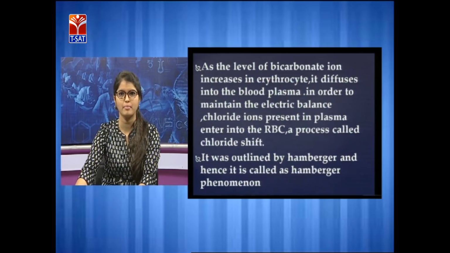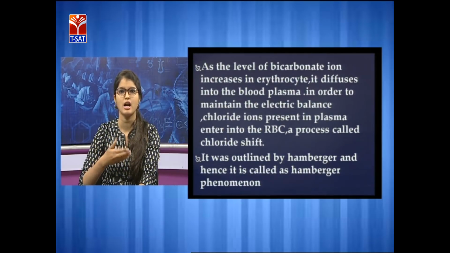As the level of bicarbonate ions increases in the erythrocyte, they diffuse into the blood. In order to maintain an electrical balance, the chloride ions which are present in the plasma shift or enter into the RBC. And as the chloride is shifting into the RBC to maintain an electrical balance, it is called the chloride shift. It was outlined by Hamburger, so it is also called the Hamburger phenomenon.